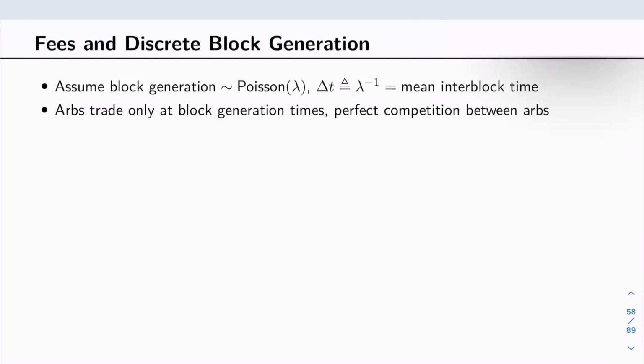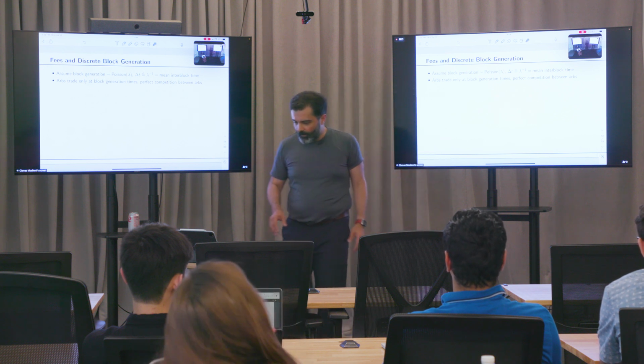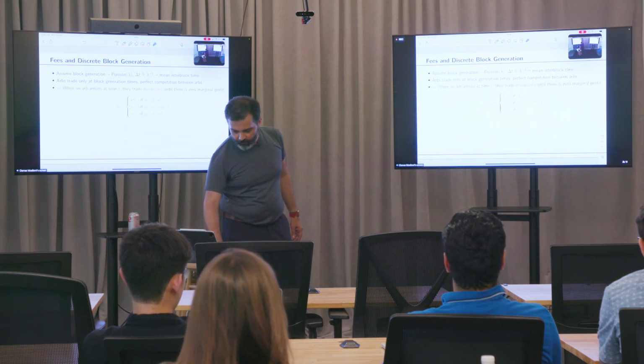We're going to assume that arbs can only trade at block generation times. That is the reality. That's the only time you can change the state on a blockchain. We're also going to assume that there's perfect competition between arbs, that there's a lot of them, they have a lot of capital, and so on and so forth. There's no barriers to entry.